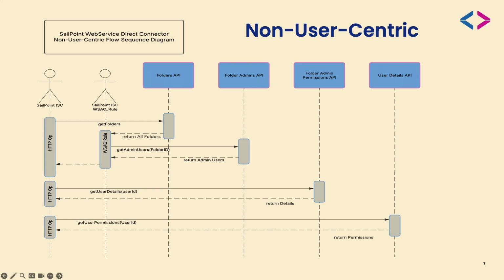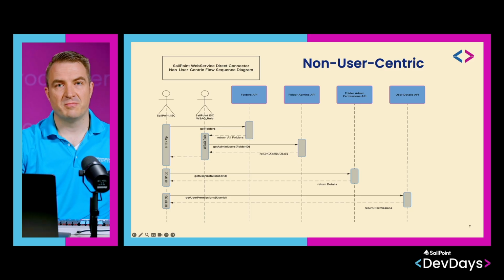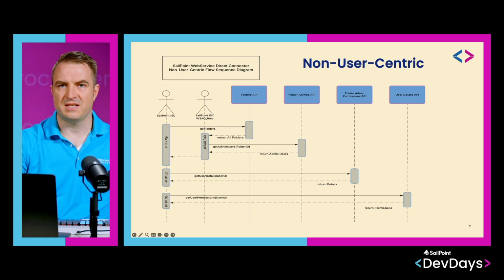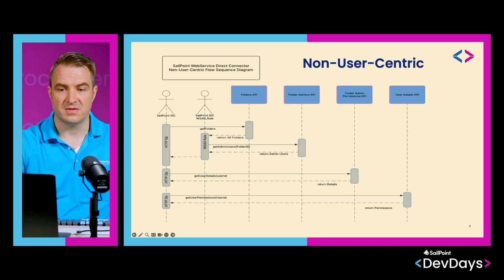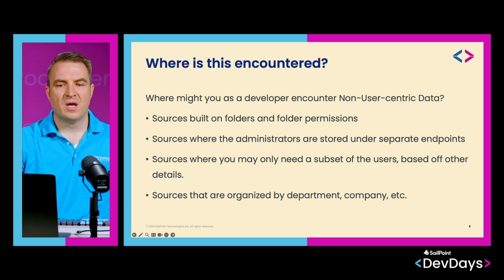So as you can see here, we go out, come back to the web service after operation rule. It makes the calls that it needs to build the user list, and then the user list gets returned back to the system. From there, I can go on and make those subsequent calls if necessary to get additional data about the user. So, where would you encounter data like this?